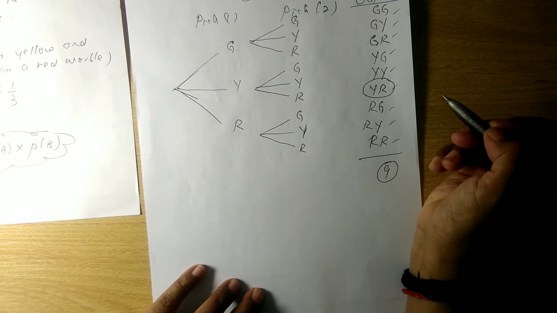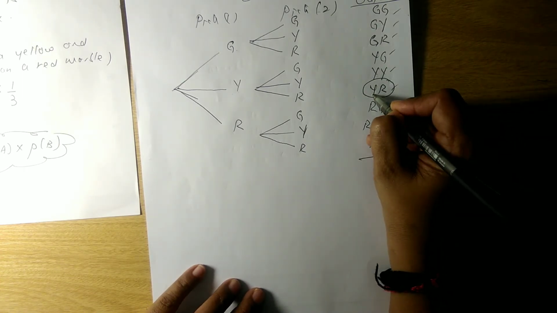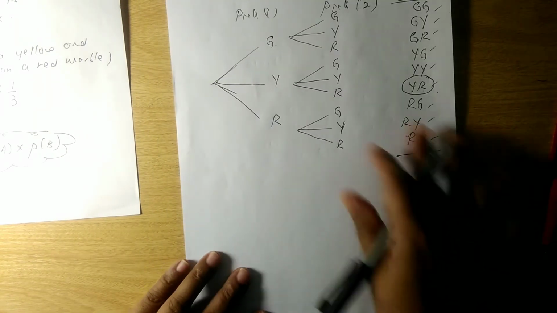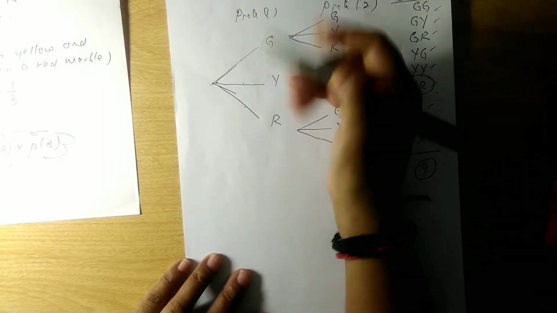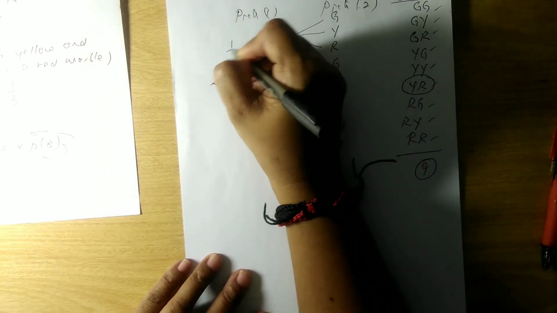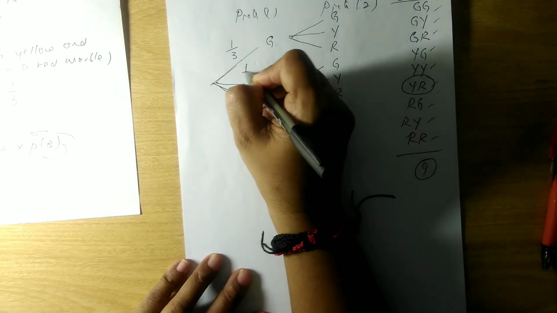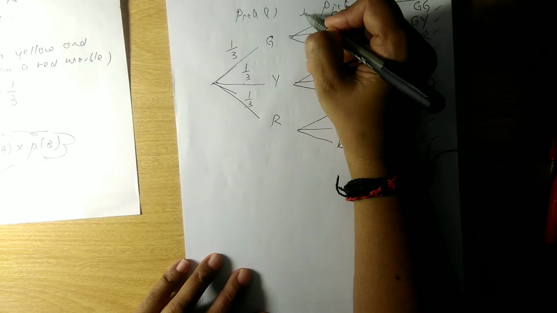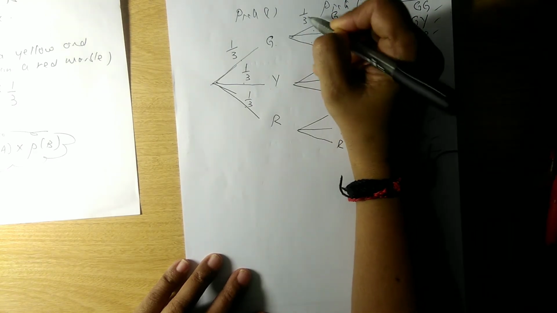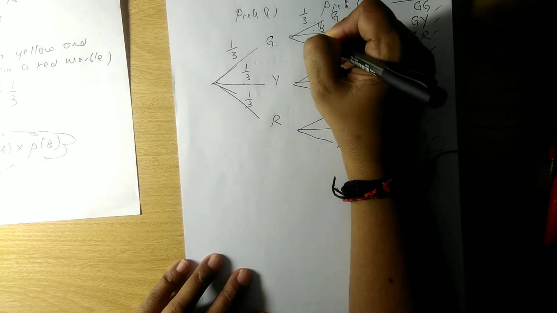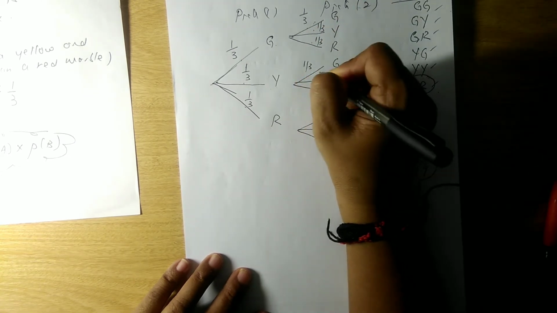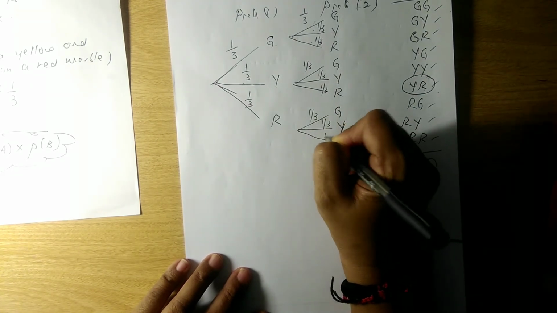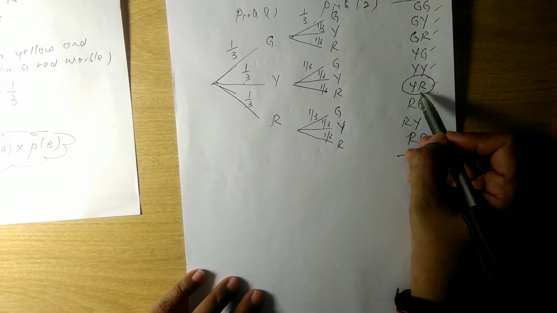Yellow here is 1/3, and this is also 1/3. How do I get 1/3? This one follows the branches. I've got 1, 2, 3 branches, so this is 1 out of my 3 branches. This is also 1 out of 3, and this is also 1 out of 3. Likewise, all these branches are 1 out of 1, 2, 3. So it's 1/3, and this is also 1/3. All of these are 1/3.